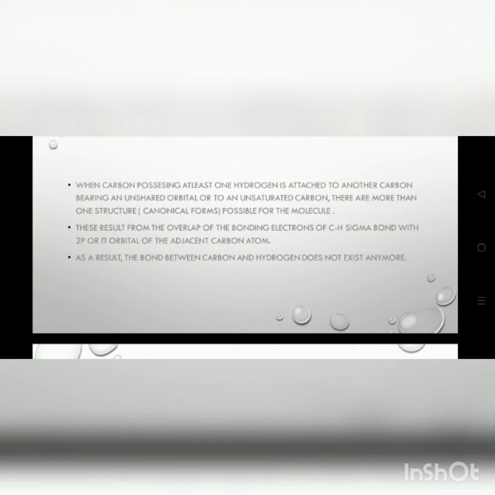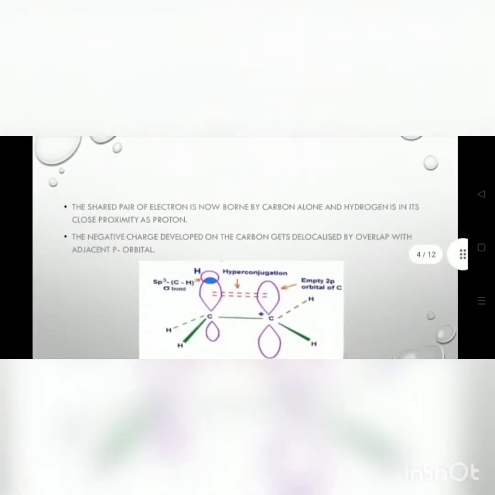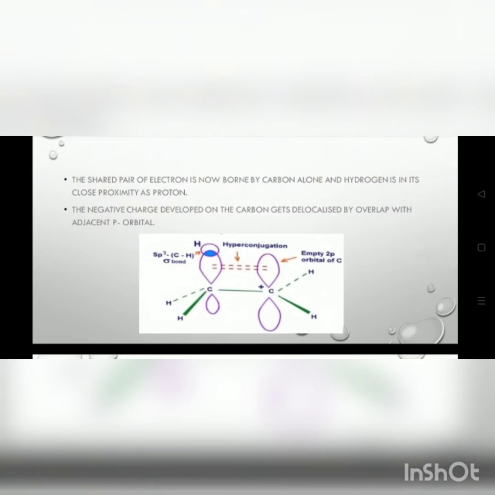As a result, the bond between carbon and hydrogen does not exist anymore. The shared pair of electrons is now borne by carbon alone, and hydrogen is in its close proximity as a proton. The negative charge developed on the carbon gets delocalized by overlap with the adjacent p orbital.